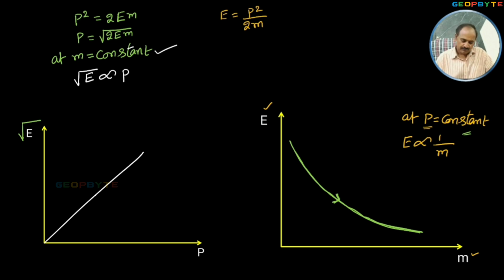I hope all of you clearly understood how we have constructed different graphs. Understood or not?